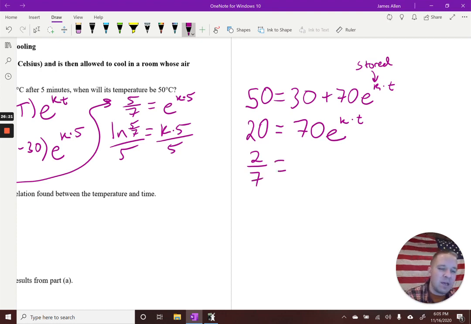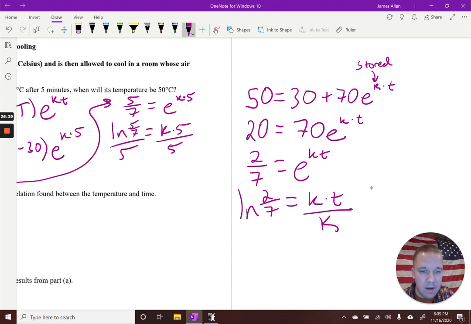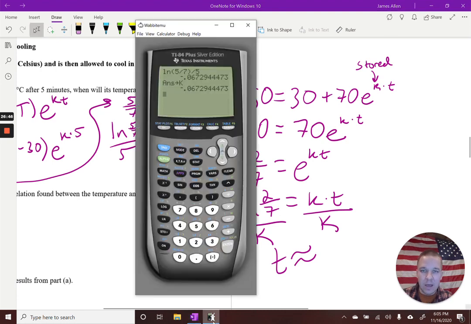I know last time I wrote the K value in here, but I don't remember what it is, so I'm just going to say that it's stored. And then we have E raised to the K T. Remember, K is stored. So we need log base E of 2/7, or natural log of 2/7, is equal to K times T. I'll divide by K, and then I'll get what T is. So let's find out what that's going to be.